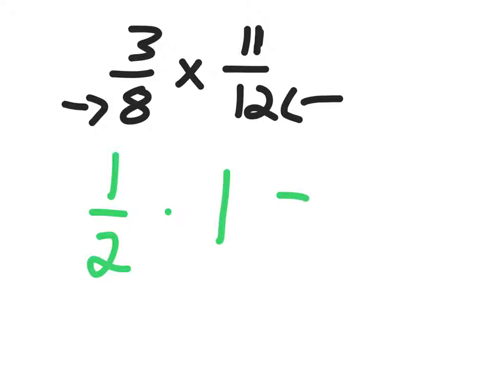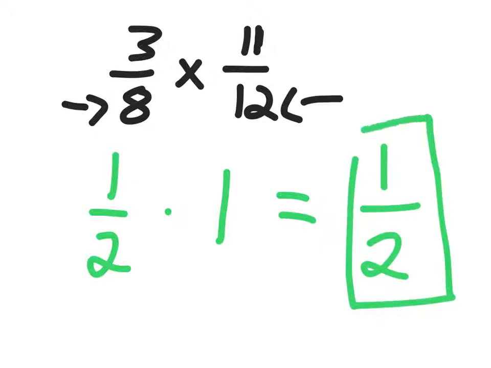Now our problem reads 1/2 times 1. Well, we know that anything times 1 is that same number, so our answer is going to be 1/2. This is a pretty easy lesson. The hardest part is just knowing what to round your fractions to. And if you start practicing how to determine whether to round it to 0, 1/2, or 1, you'll be well on your way.